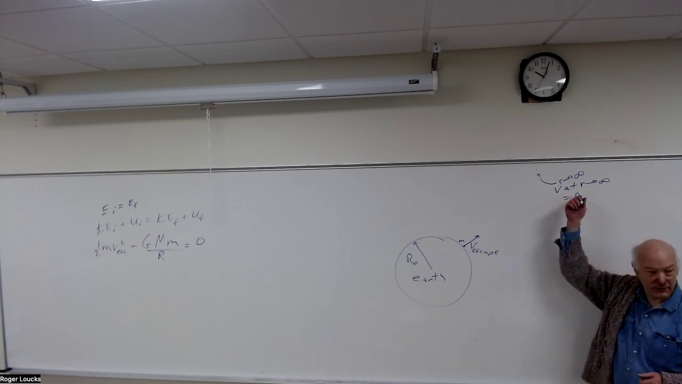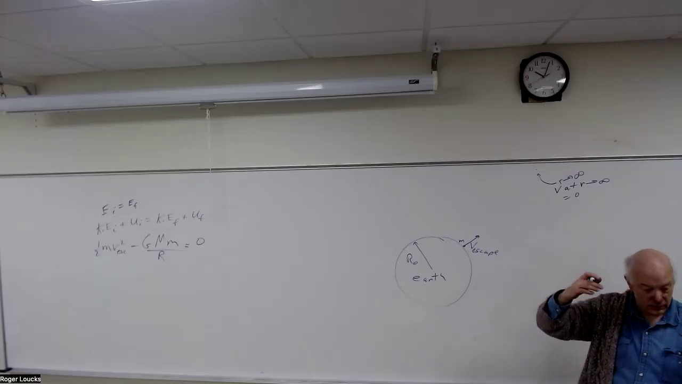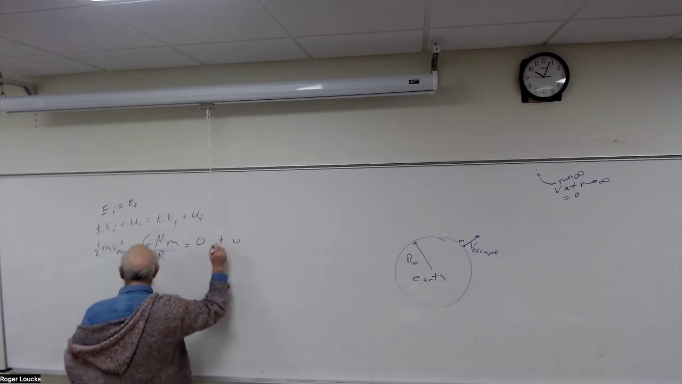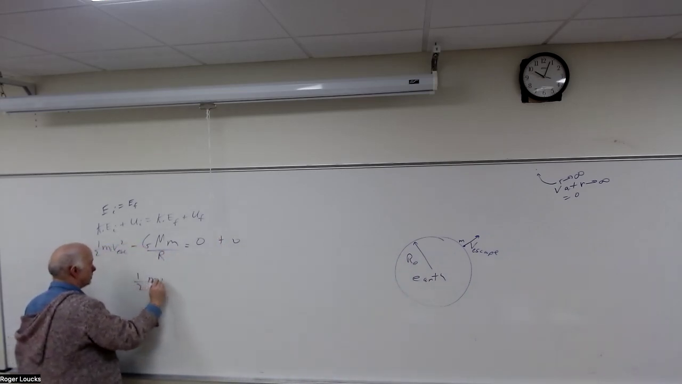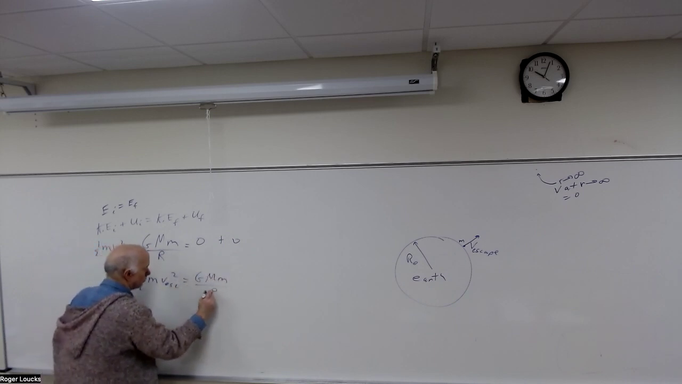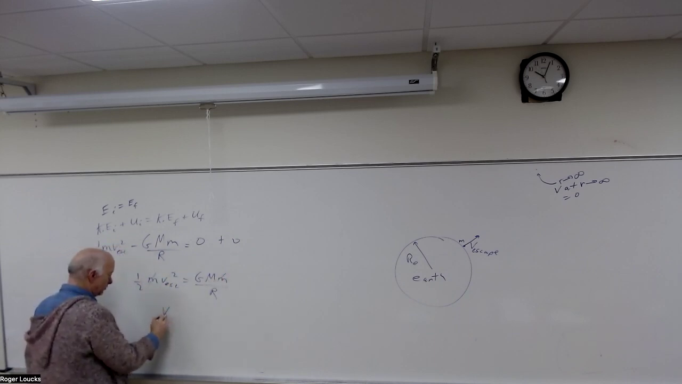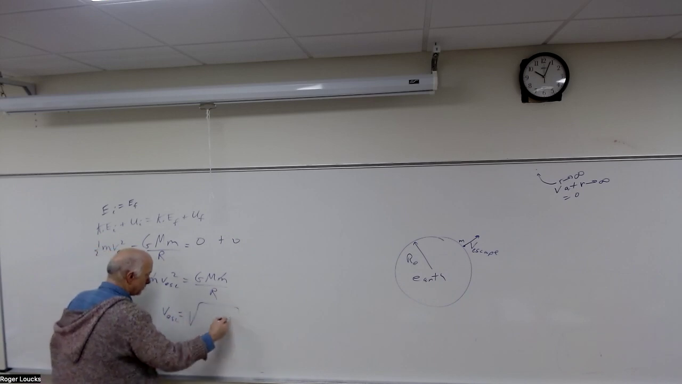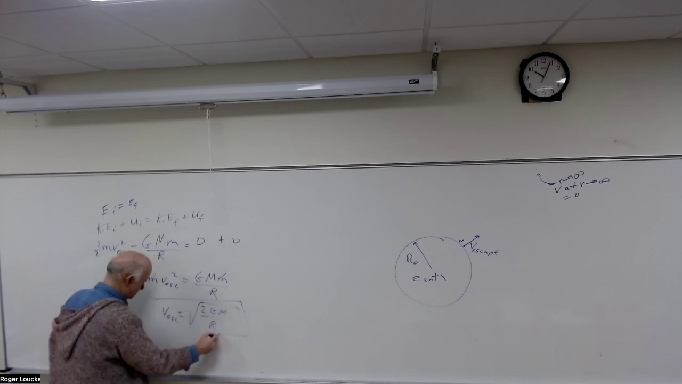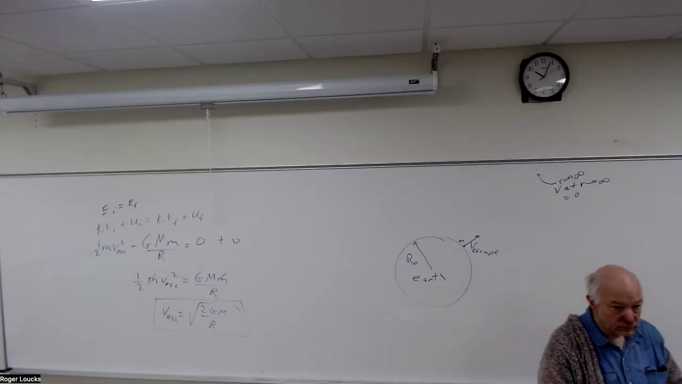So what's your little r in this case? Oh, so 0. Infinity, so it's 0. Remember, we defined the potential energy to be 0 at infinity. So this is plus 0. So this is 1/2 m v escape squared equals this. They cancel. Take over the 2, take the square root. So my escape velocity is the square root of 2GM over r. Does that make sense?